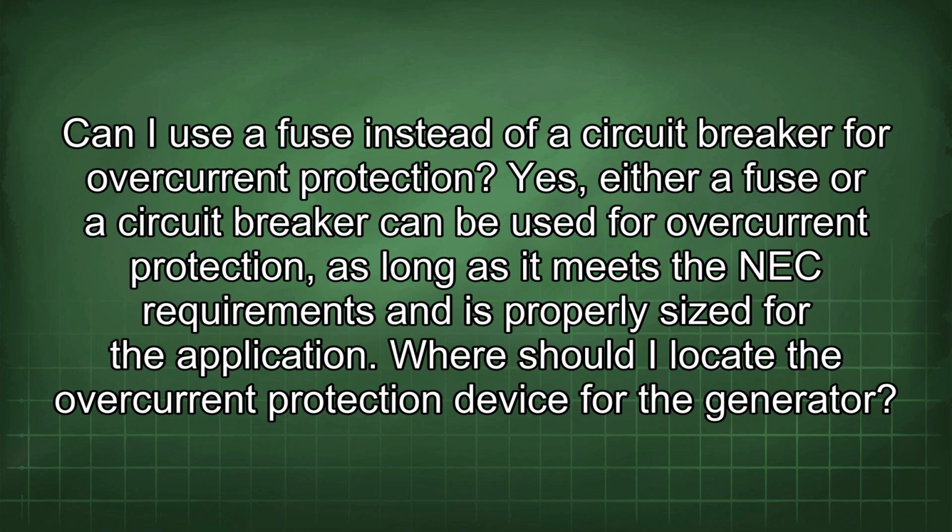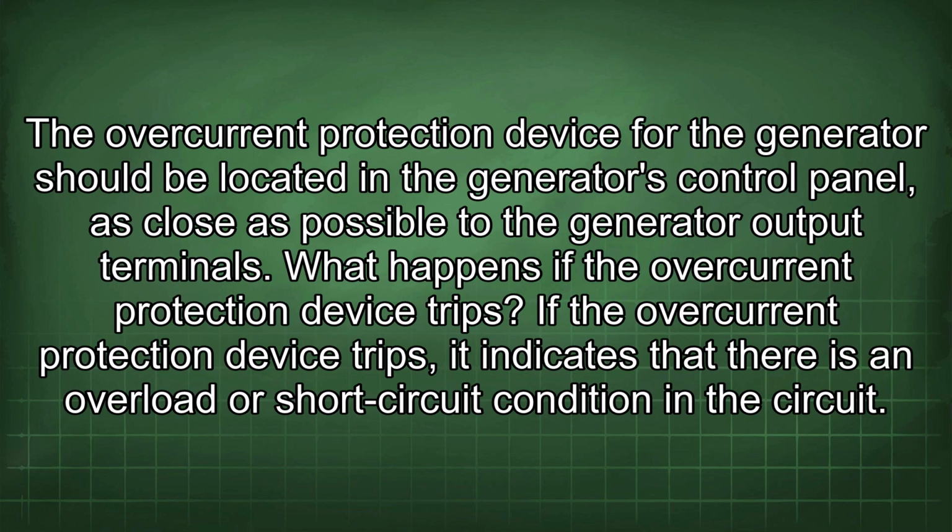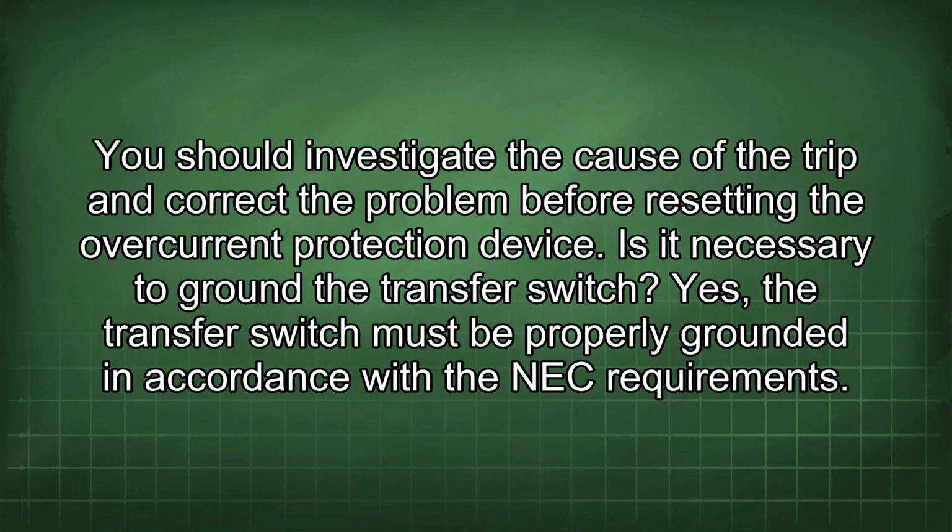Where should I locate the overcurrent protection device for the generator? The overcurrent protection device for the generator should be located in the generator's control panel, as close as possible to the generator output terminals. What happens if the overcurrent protection device trips? If the overcurrent protection device trips, it indicates that there is an overload or short circuit condition in the circuit. You should investigate the cause of the trip and correct the problem before resetting the overcurrent protection device.